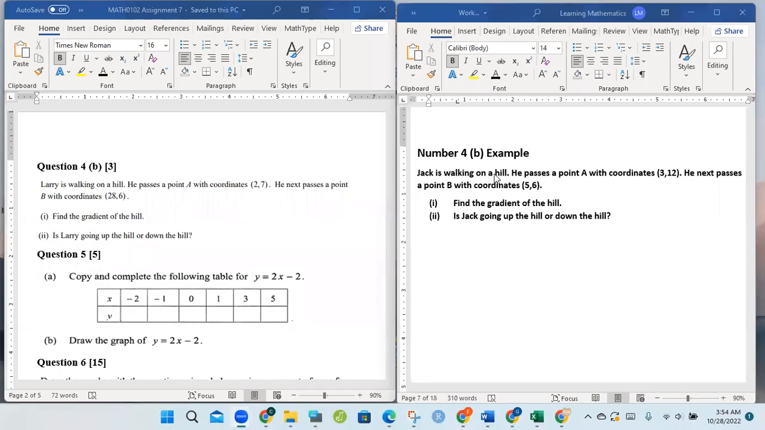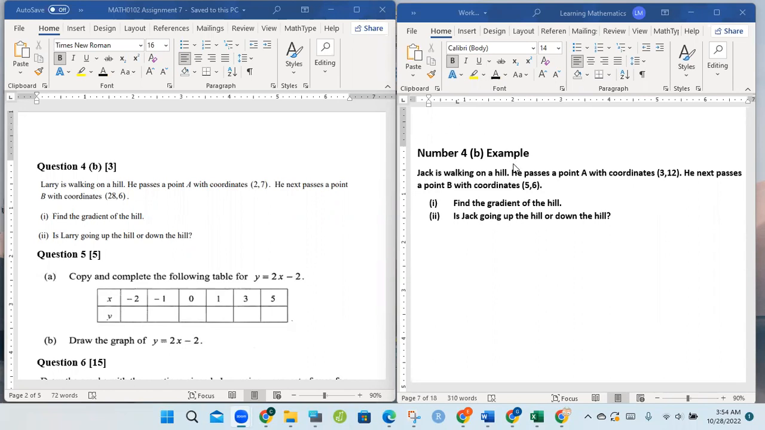Jack is walking on a hill. He passes a point A with coordinates 3,12. He next passes a point B with coordinates 5,6. Find the gradient of the hill. Is Jack going up the hill or down the hill?